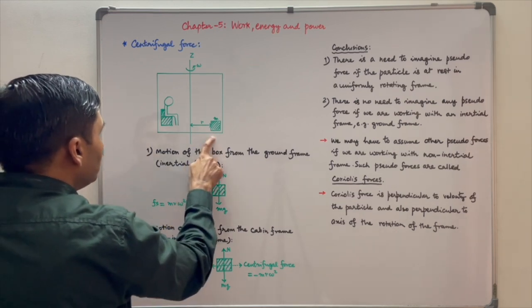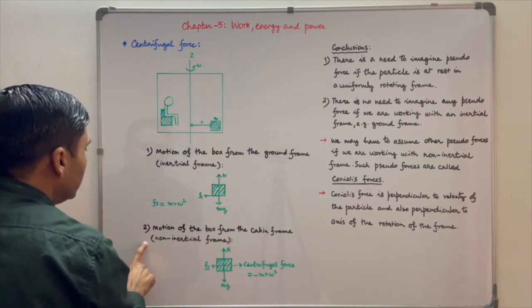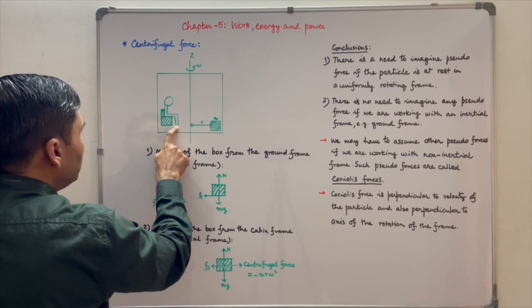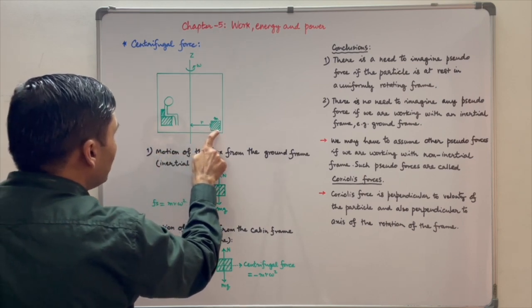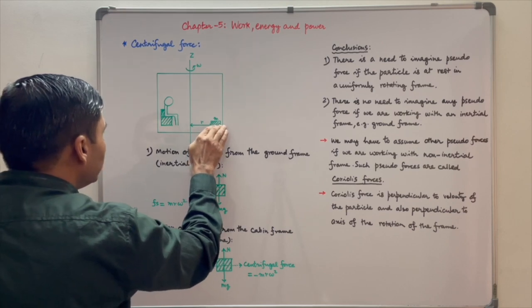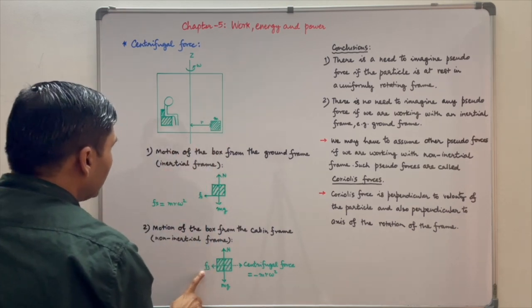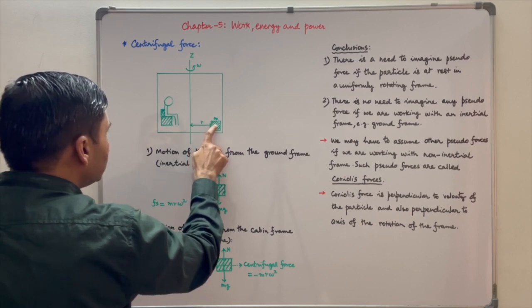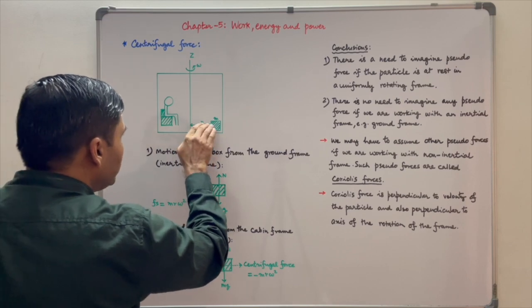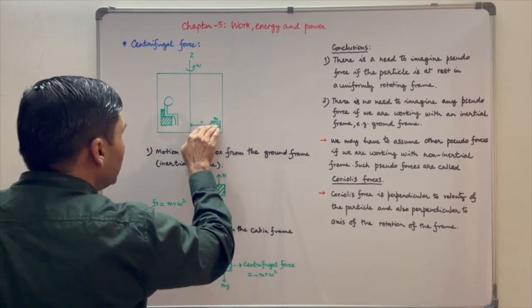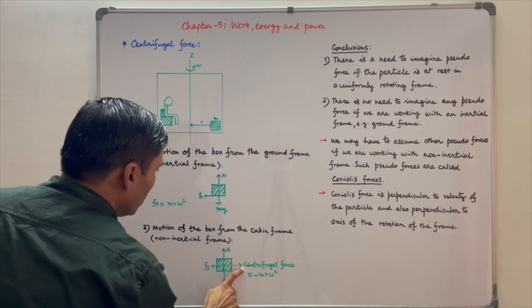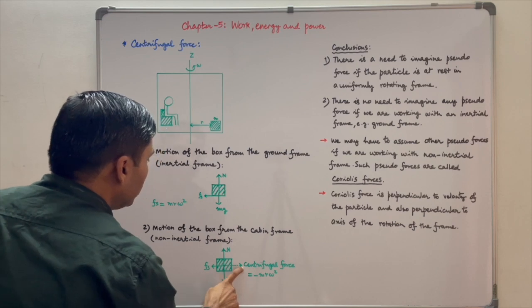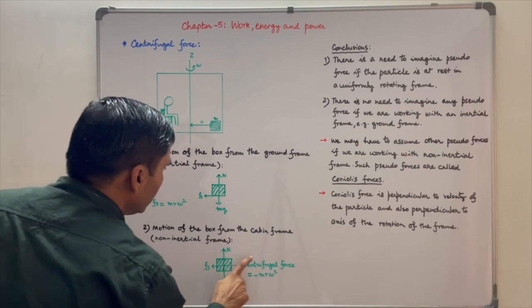Let us observe the motion of this box in the non-inertial reference frame. The person who is sitting inside the cabin will see this box still, not moving, though there is a net force acting towards the center. Since this box is not moving, there must be a force which is equal in magnitude and opposite in direction, working radially outwards. This pseudo force is called centrifugal force. It is equal in magnitude to the centripetal force and opposite in direction.